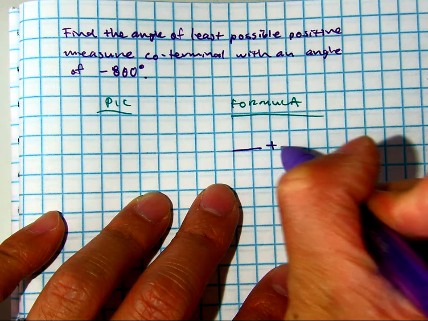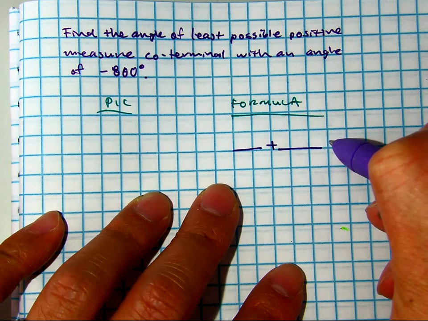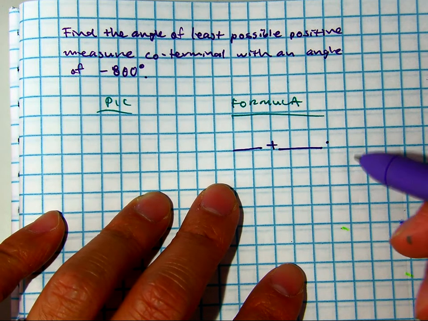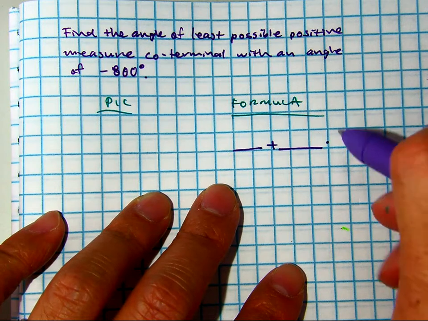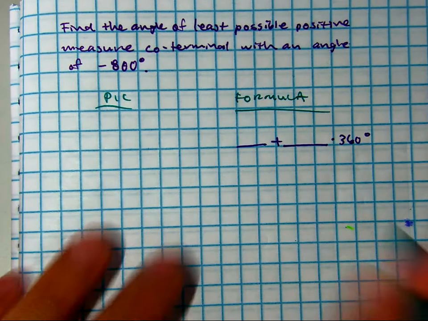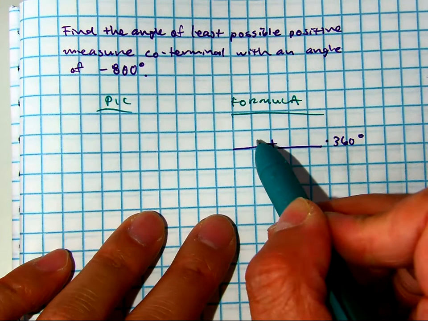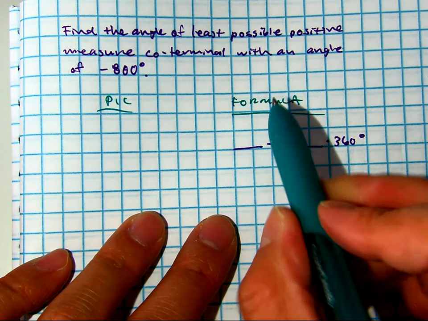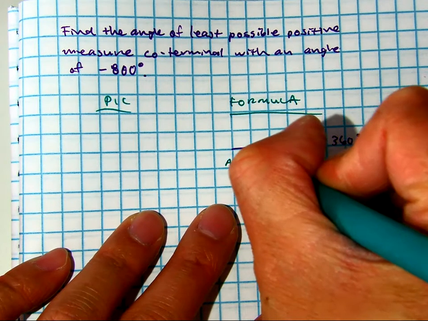Times what? 360 degrees. Ethan, this blank represents an angle, and our given angle is how much? Negative 800.